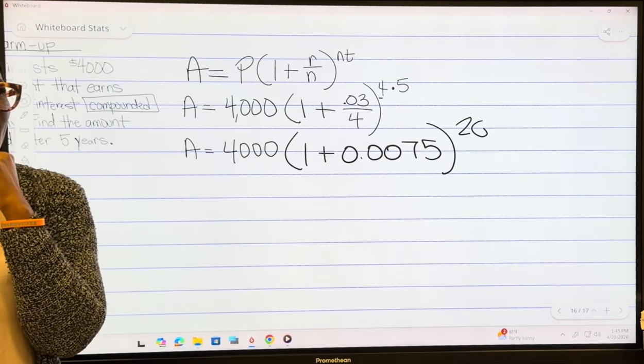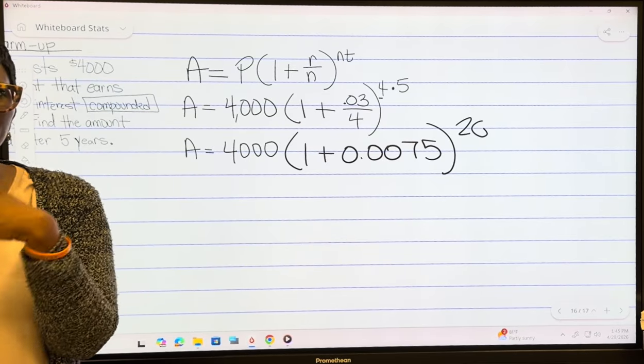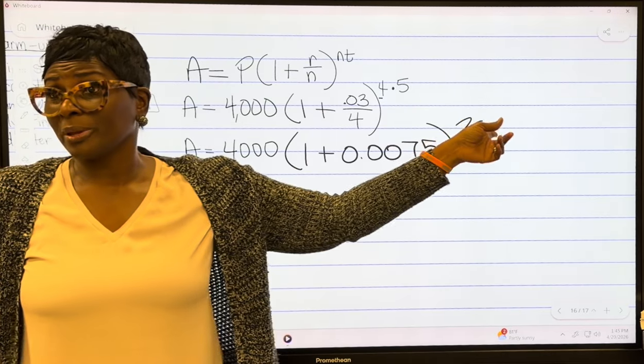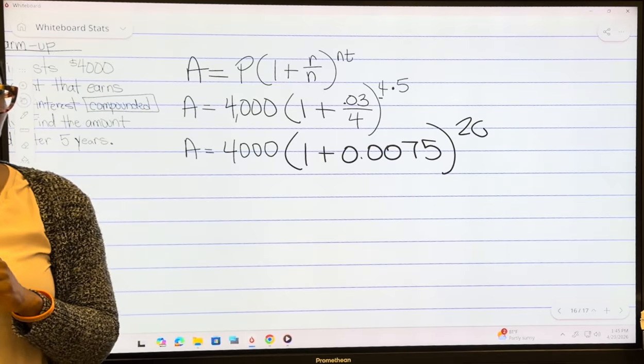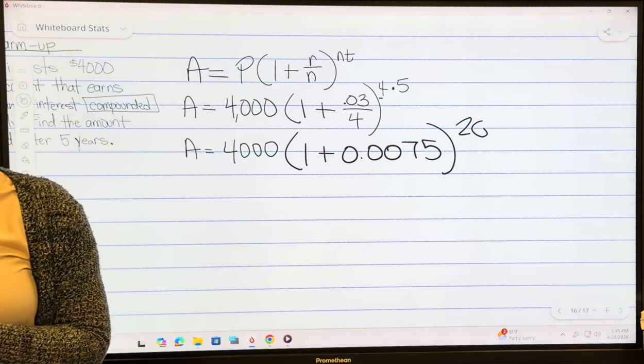Here's a question. Is this linear or exponential? How do we know? Compounded. Right, also because you have an exponent in here. But here's the other thing. Is this exponential growth or exponential decay? And how do you know? How do you know it's growth?